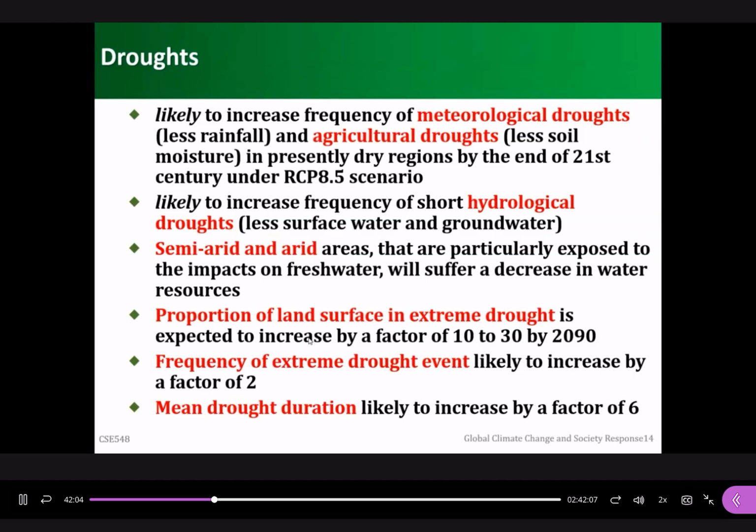Here are some predictions about the affected area. You can see here the proportion of land surface in extreme drought is expected to increase by a factor of 10 to 30, and the frequency of extreme drought will increase by a factor of 2, and the mean drought duration is likely to increase by a factor of 6. So here is just the prediction, so there's no need to remember these numbers. We just have an impression that the drought duration and frequency will both increase because of the climate change.